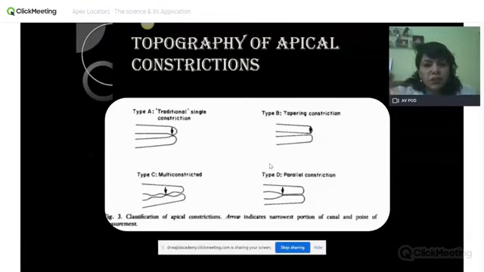A landmark study on the topography of apical constrictions is something which we have to be aware of, because very rarely we see a traditional single ideal constriction to the apical foramen. We also encounter tapering canals, a tapering constriction, multiple constrictions along the length of the canal, as well as parallel constrictions. Now, if you go by tactile method, you will definitely not find the ideal location of the apical foramen. Same way, you will over prepare a tapering constriction. Same way, this kind of preparation would have been short.